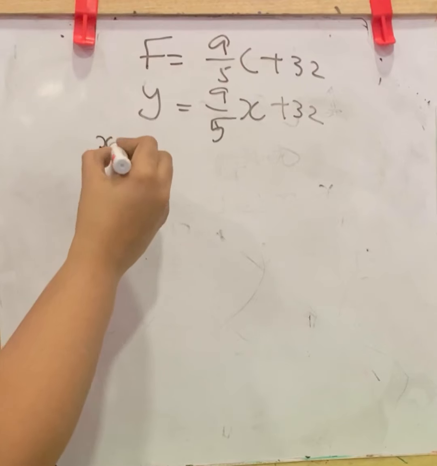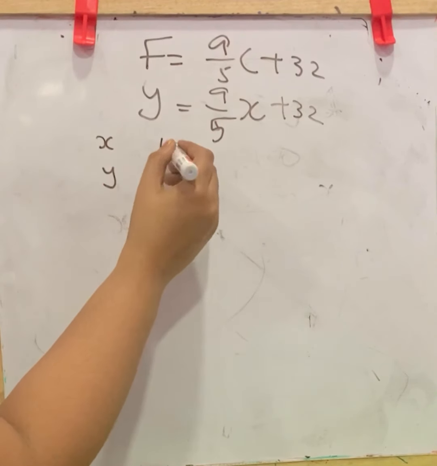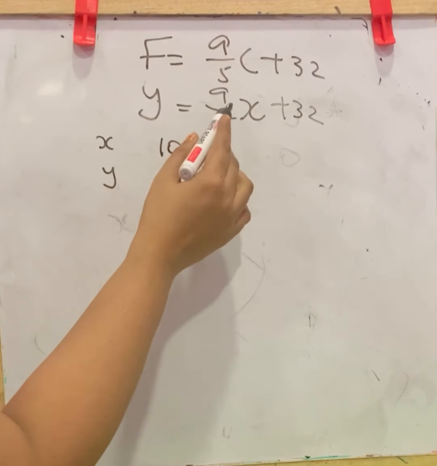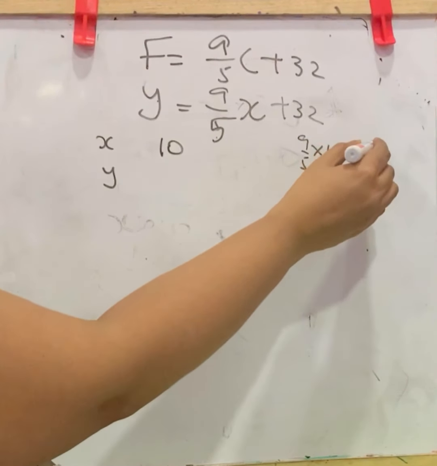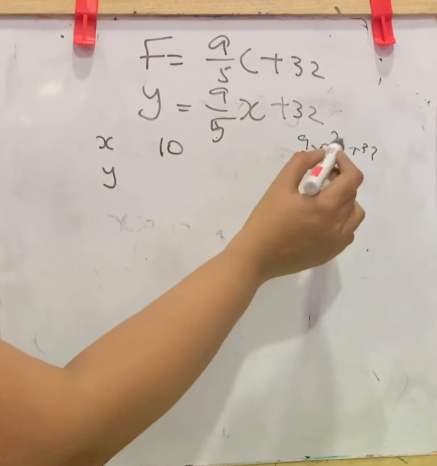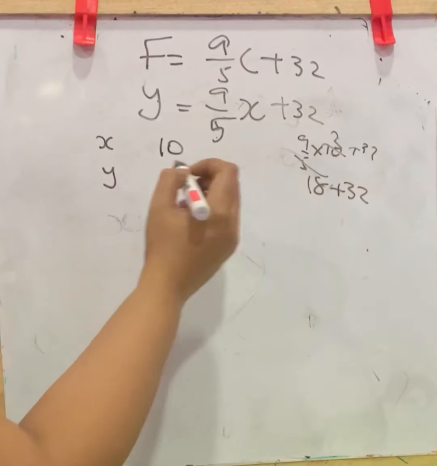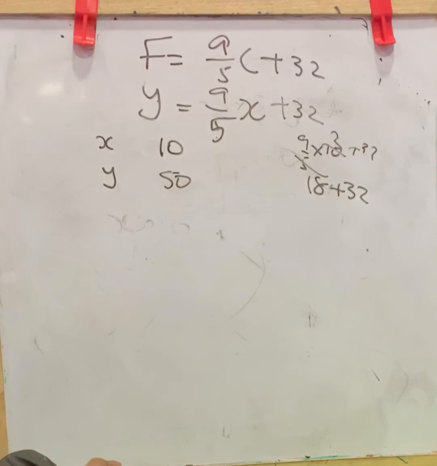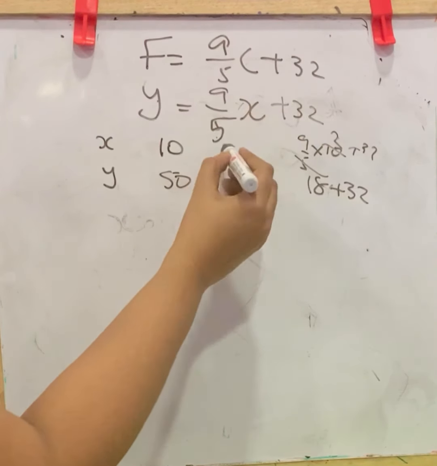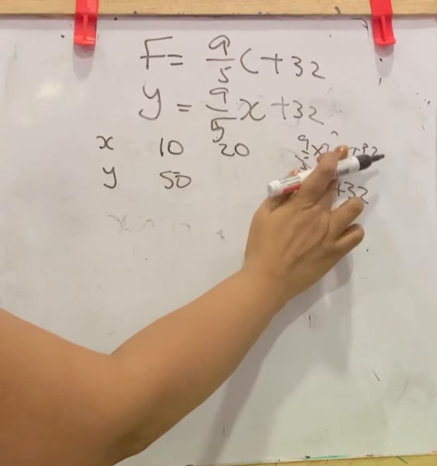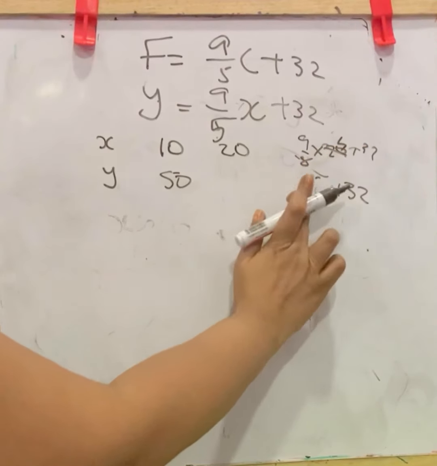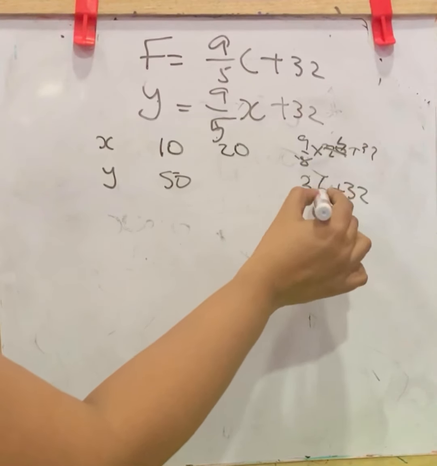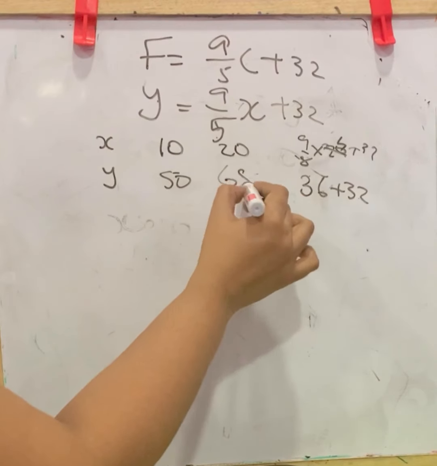First you want to substitute values for x and y. If x is 10, then y becomes 9 by 5 into 10, 9 by 5 into 10 plus 32. Here 5 2s are 10, 9 2s are 18, plus 32, that is 50. Now if x is 20, then this becomes 20 by 5. 5 4s are 20, 9 4s are 36 plus 32, that is 68.